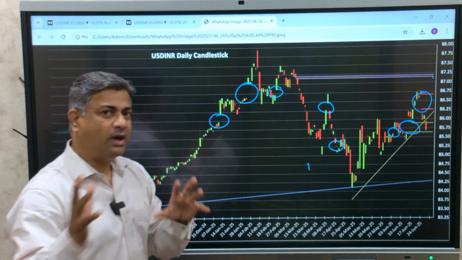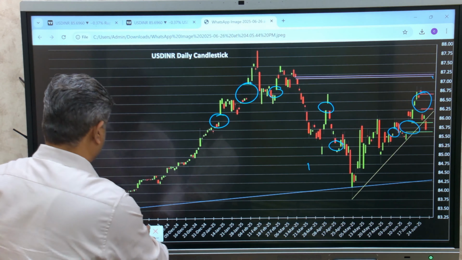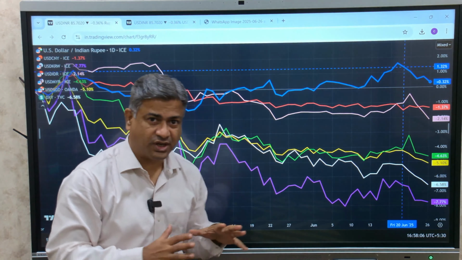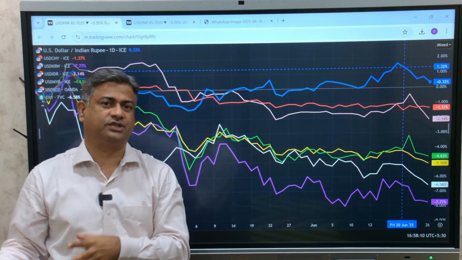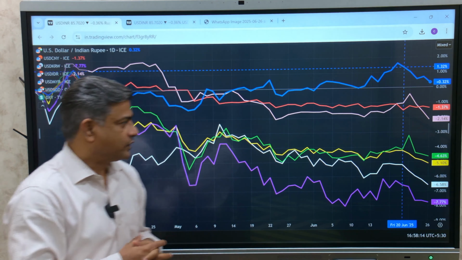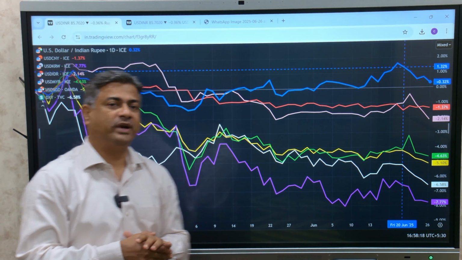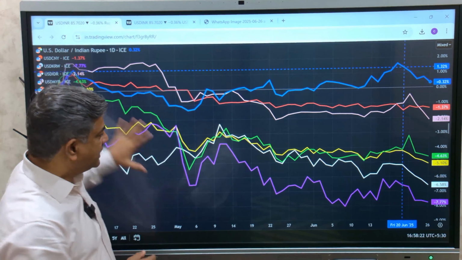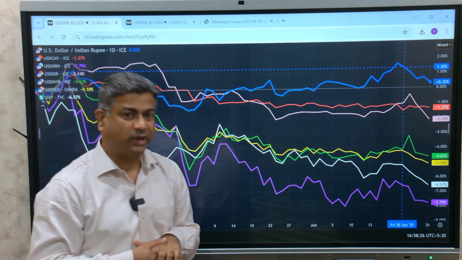I want to show you another chart, a slightly more interesting chart. This is the rebase chart which we usually follow, a rebase chart of all Asian currencies including dollar-INR on it. If you see from April onwards, this is just the last 2.5 to 3 months, since April 25 onwards, there is a general tendency of all Asian currencies to gain.